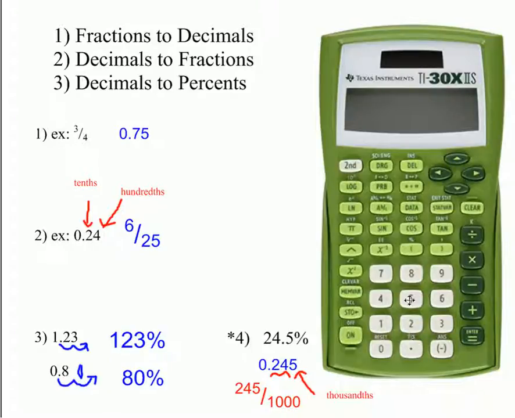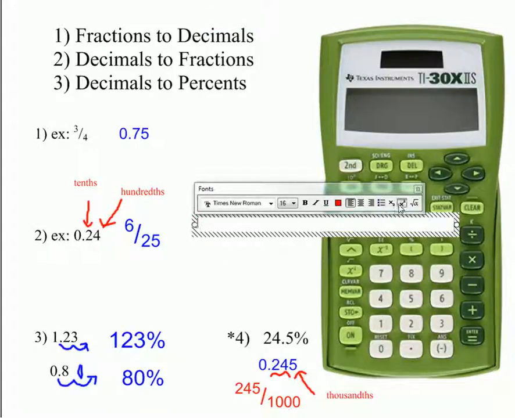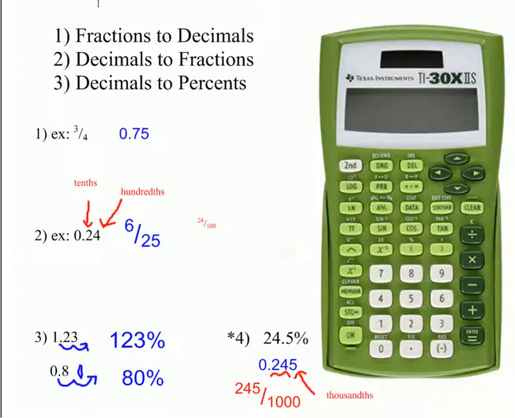Again, 24.5 second, and then hit the percent sign. And if you need to, hit enter to change a percent into a decimal. And again, any decimal that you see, you can change it into a fraction by reading it properly. 24 hundredths, which I could then change or reduce if I needed to simplest form. 24 out of 100, which would reduce to 6 25ths, which is right here.